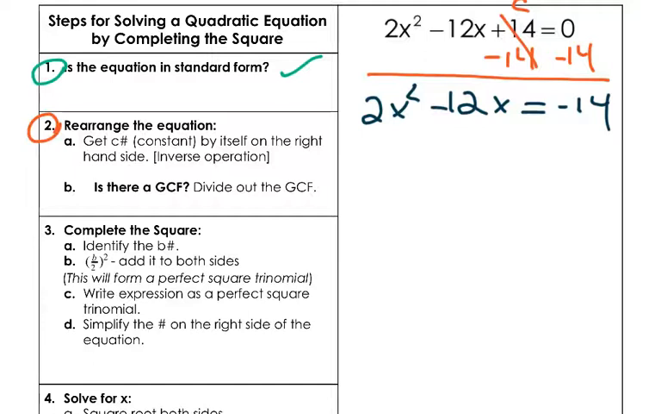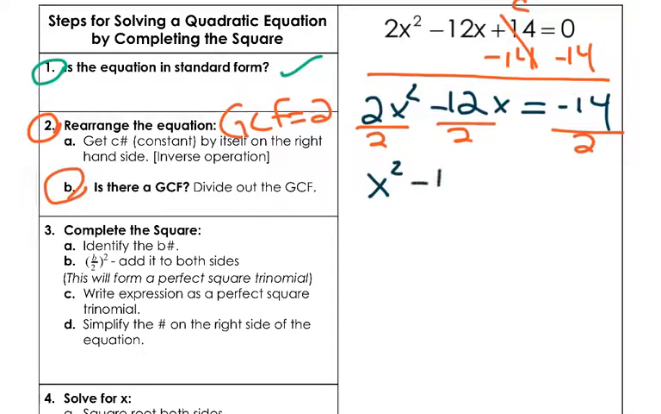The second thing it's telling me to do is, is there a GCF? Well, let's see. 2, negative 12, and negative 14. Yes, there is. The GCF here is 2. Then they're asking you to divide it out. So I'm going to divide by 2. And then we are left with x squared minus 6x equals negative 7.